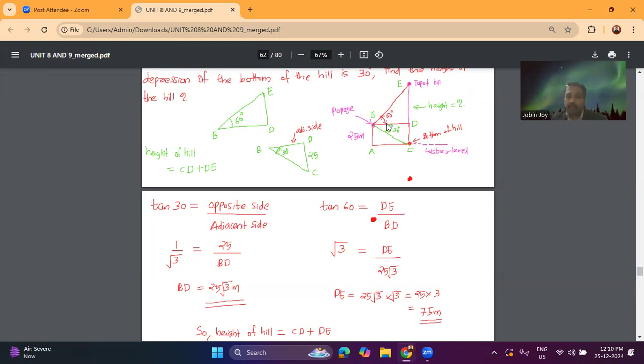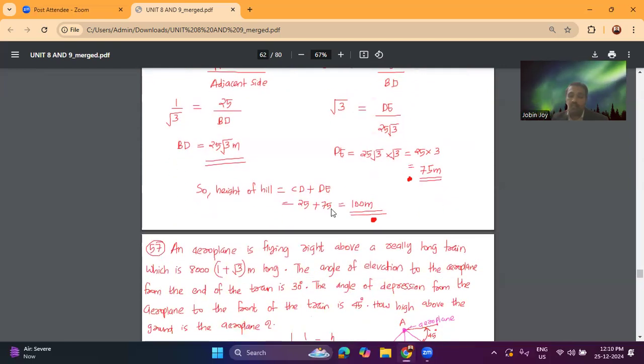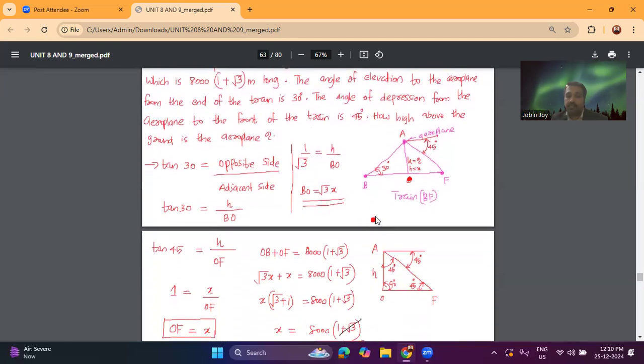Then after that, I will calculate tan 60. So tan 60 is equal to ED divided by BD. So ED is equal to tan 60, and tan 60 is root 3, into BD. BD is 25 root 3, so ED is equal to 25 root 3 into root 3. Root 3 into root 3 is 3, so 25 into 3 is 75. So ED is 75. So 75 plus 25. What is the total height of the hill? Height of the hill is 25 plus 75, that is 100 meter.